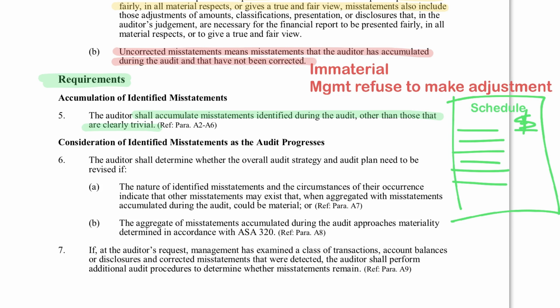As an auditor, paragraph 6 says that I shall determine whether the overall audit strategy and plan need to be revised if I find that there could be material misstatements or that they could approach materiality. So if I find that I'm getting closer to materiality, or I've definitely found material misstatements, I might need to revise my plan. Now, how might I revise it? I might decide that I'm going to collect more evidence or evidence from different sources. I might even need to change my audit strategy from a controls-based approach more to a substantive approach.